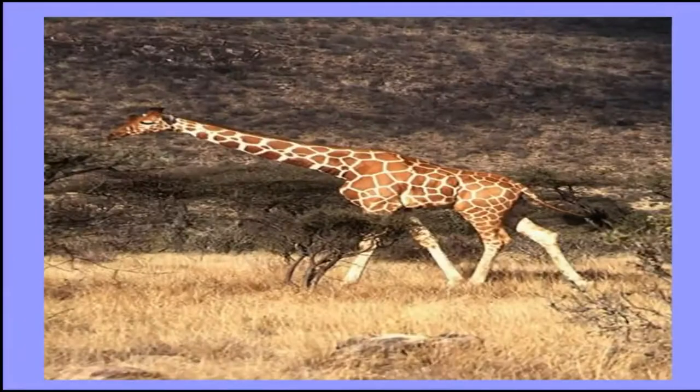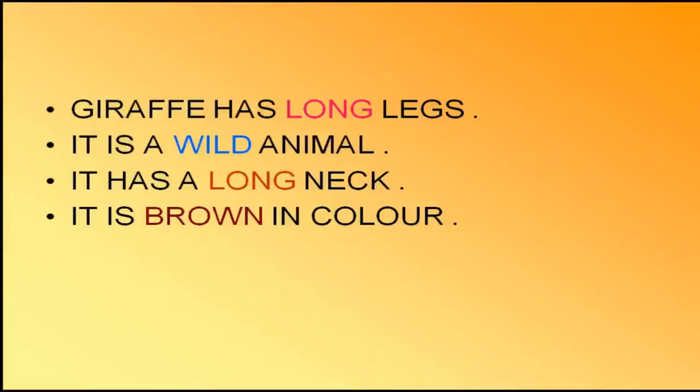Now look at the picture and say a few sentences. So here's an animal you can see. Think about some sentences. Giraffe has long legs. It is a wild animal. It has a long neck and it is brown in color.